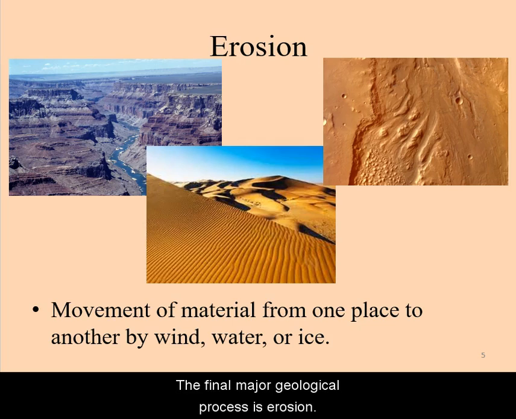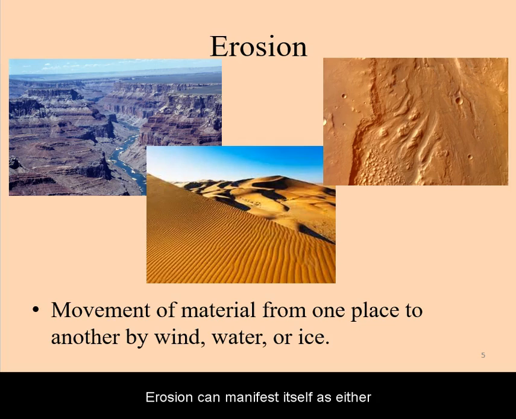The final major geological process is erosion. In the geological sense, erosion is defined as the movement of material from one place to another by wind, water, or ice. Erosion can manifest itself as either a carving of the surface or covering up the surface.